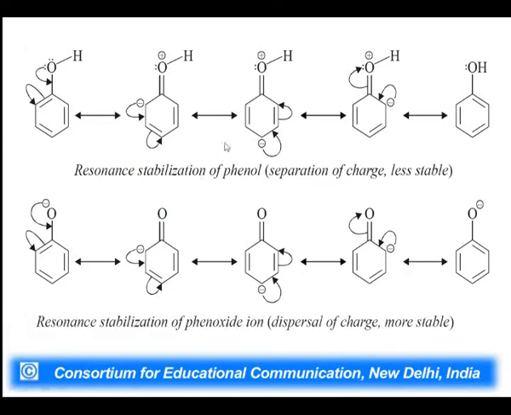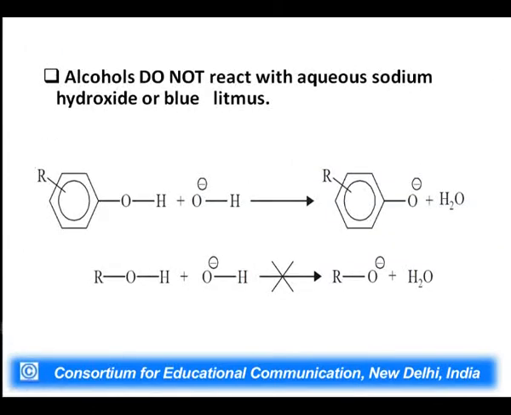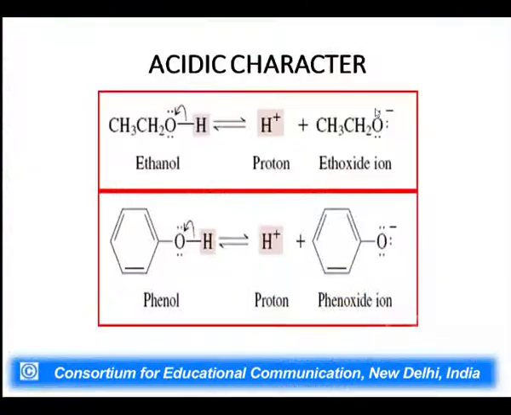as compared to phenol. So phenol has a tendency to lose H plus and convert into phenoxide ion, which is a stable base. Hence, phenol is more acidic than alcohol, because in alcohol, as we've seen, there is no delocalization of the negative charge. This negative charge is localized over oxygen.